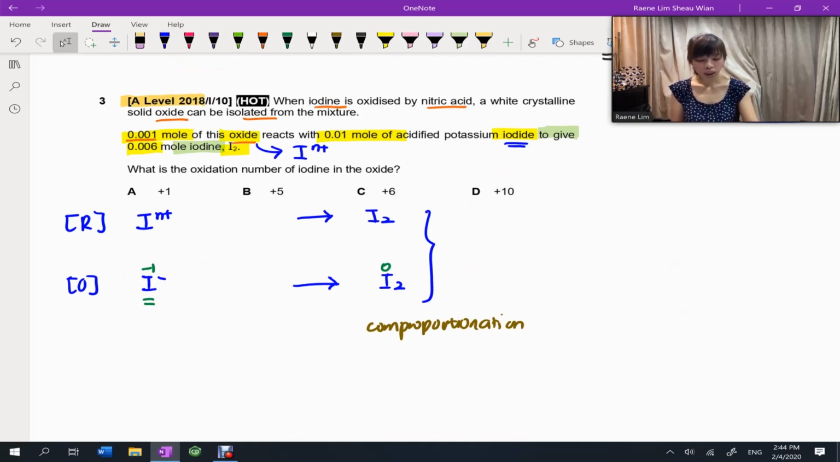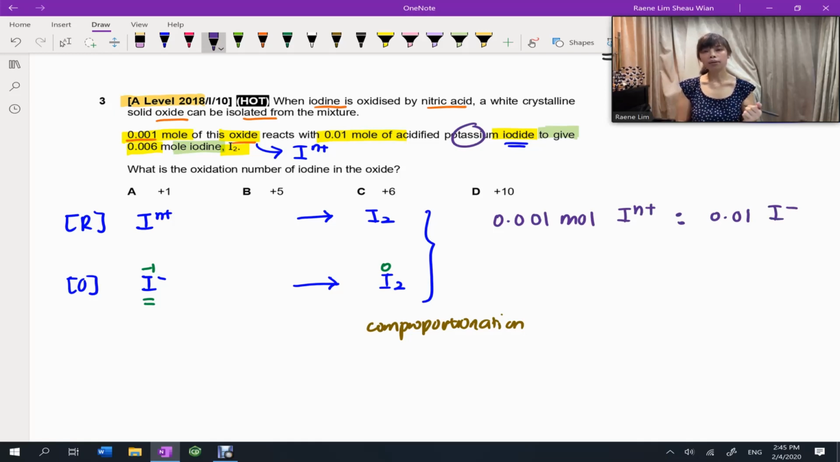Number one, they give 0.001 mole of this oxide, so I'm just going to represent it with this, is proportional to 0.01 mole of I minus. Potassium, and all group 1, group 2, group 3 cations, you can kind of ignore. They don't go through redox very easily. Now, back to the mole ratio. The mole ratio here is 1 unit of In plus is proportional to 10 units of I minus.